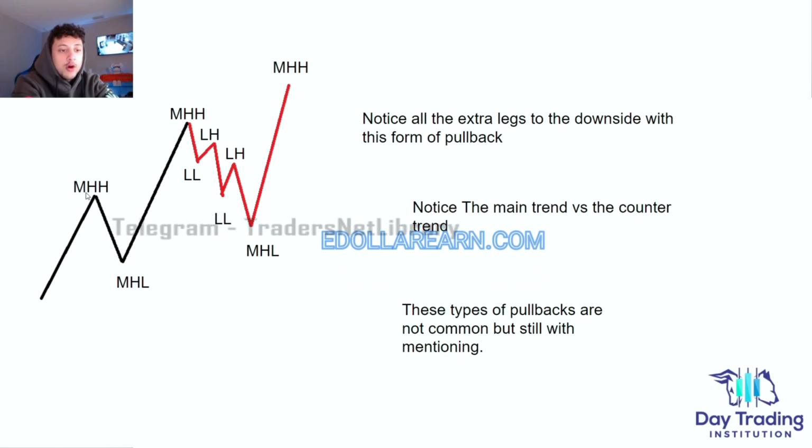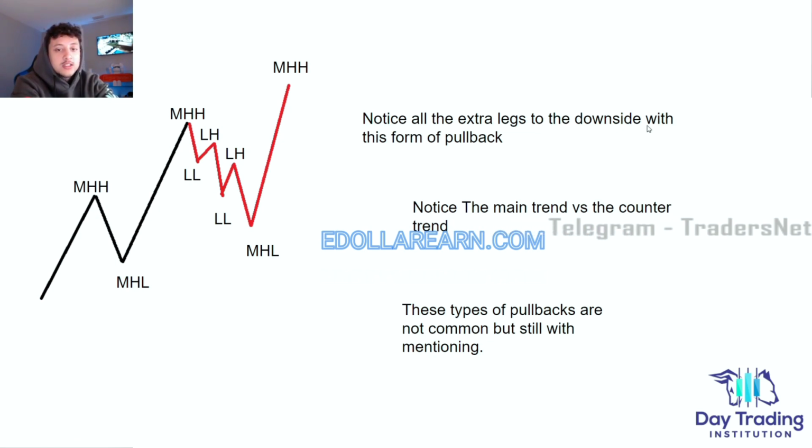So we have our main higher high point, our main higher low point. We have our main higher high point. And notice how, again, right, we have a lower low, then a lower high, then a lower low, then a lower high. Then we have our major higher low point, and then we have our major higher high point. But notice how within this big bullish trend, we have a little bearish trend, right? Notice all the extra legs to the downside. This is the form of a breather pullback. Notice the main trend versus the counter trend, right? The main trend are going to be where we have the main higher highs and the main higher lows, right?